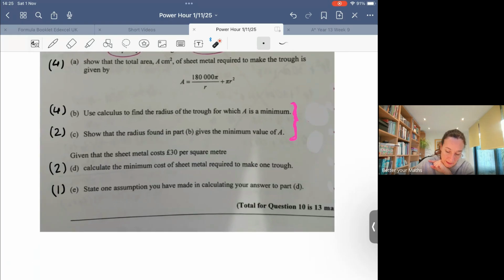Then, given that the sheet metal costs 30 pounds per square meter, calculate the minimum cost of sheet metal required to make one trough. We need to calculate the minimum cost. What am I going to do to find that cost? I'm going to multiply 30 pounds by the square meters, but do I have the square meters? No, I have the radius that gives me the minimum area, but I don't have the area. So I have to find the area first.